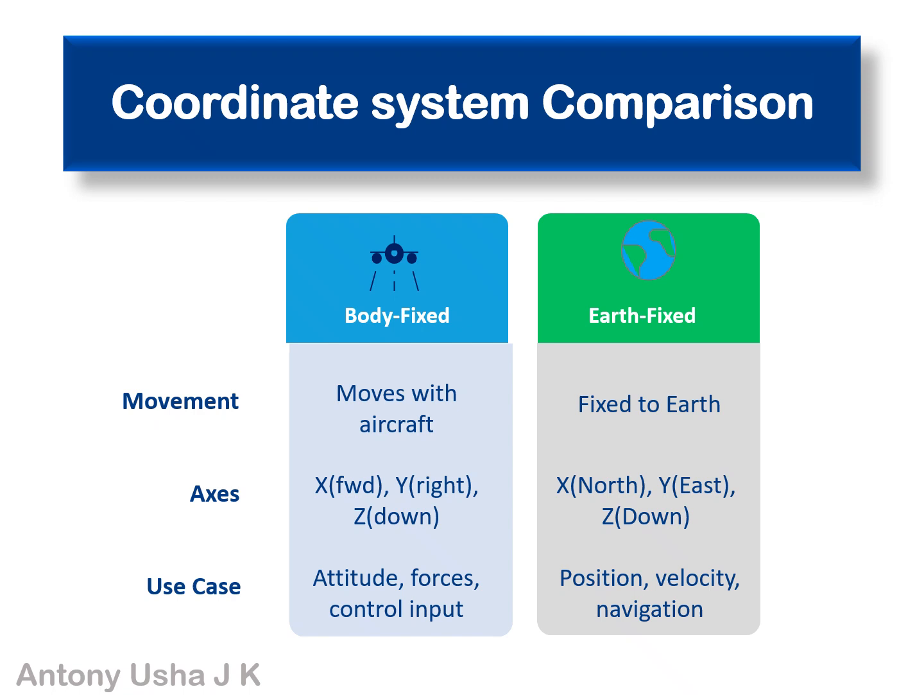So the key difference is that the body fixed frame moves with the aircraft and is ideal for internal dynamics, while the Earth fixed frame stays constant and is crucial for external navigation. In practice, both frames are essential, whether it's navigating across continents or analyzing how control surfaces affect the flight.